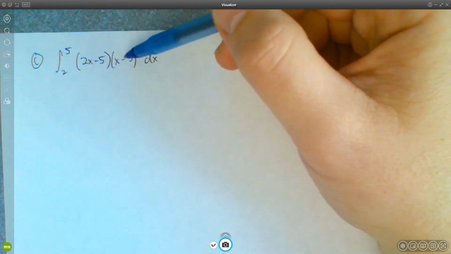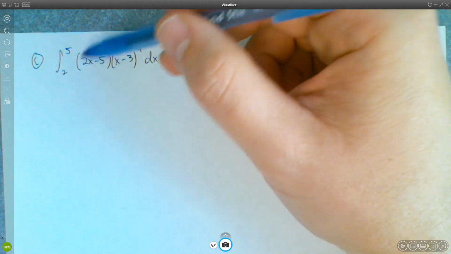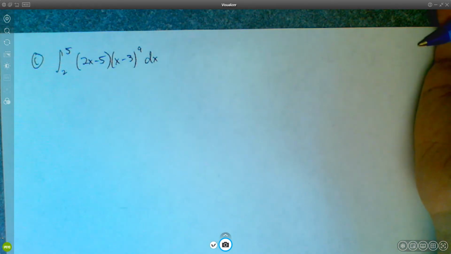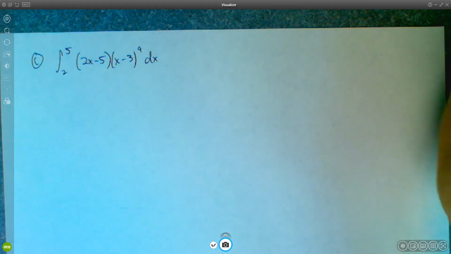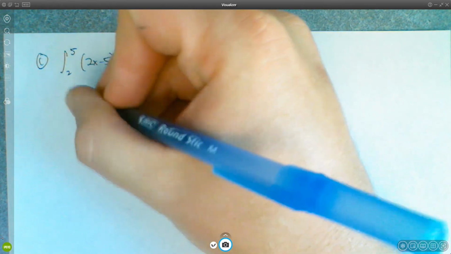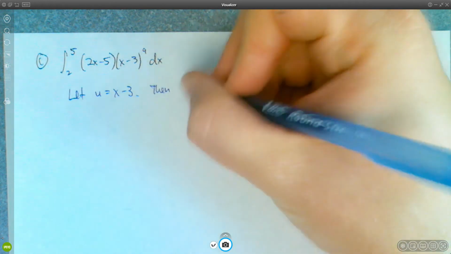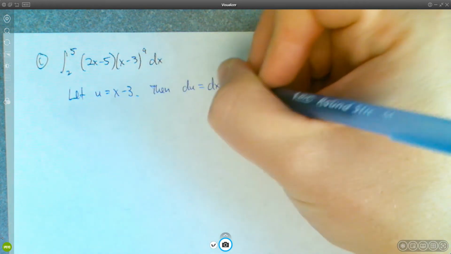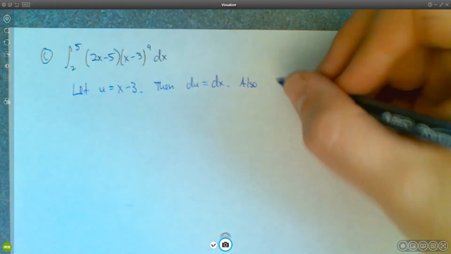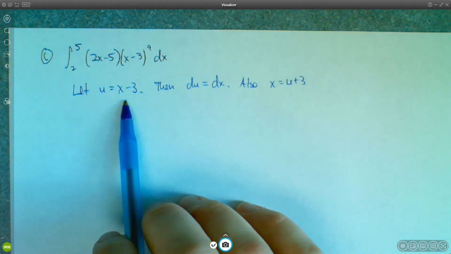Okay? So if I let u be x minus 3, now the trouble with that is that then du is just going to be dx, and what do I do with this other stuff? But we saw an example like this a few sections back, and what you do is you just solve for x in terms of u so that you know what to replace this with. So let's go through it. I'm going to say let u be x minus 3, then du equals dx, but also x equals u plus 3, right? If you add 3 to both sides, x equals u plus 3.